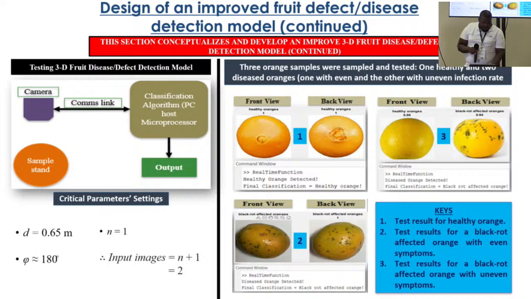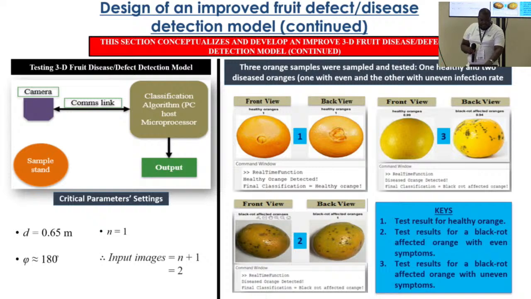Okay, then I did my testing. For simplicity, I took the critical parameters as D equal to 0.65 meters, where D is the distance between the sample stand and the image sensor, and N equals 1, which is the number of turns. These are the results that I took.